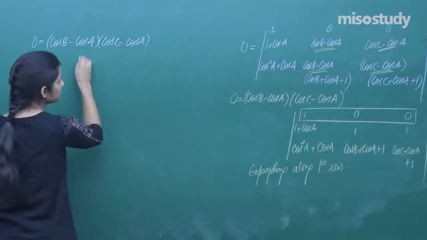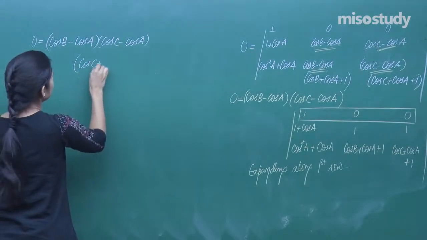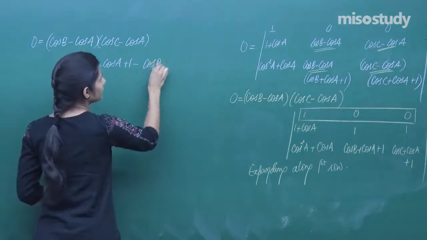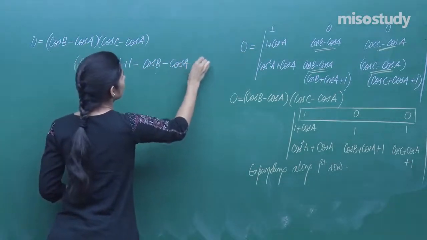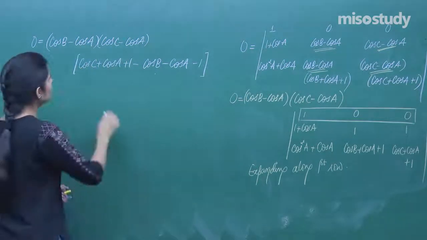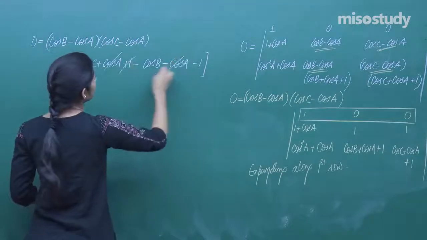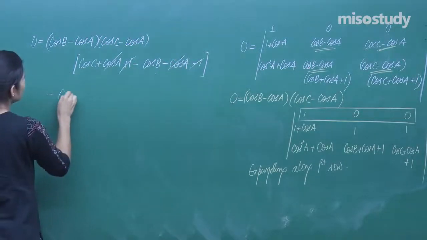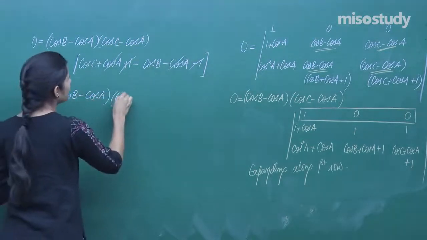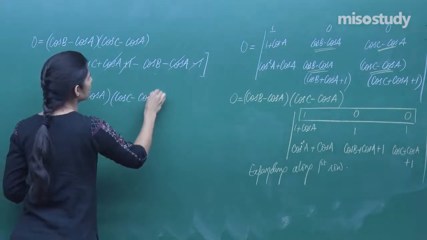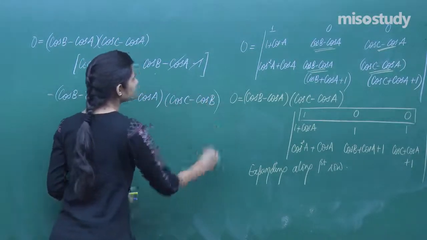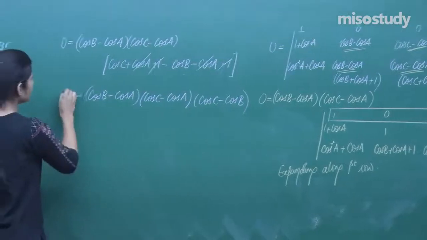That means cos C plus cos A plus 1 minus cos B minus cos A minus 1. Fine. So here you have plus cos A minus cos A plus 1 minus 1. You eventually are getting cos B minus cos A multiplied by cos C minus cos A multiplied by cos C minus cos B. Fine. This is equal to 0.